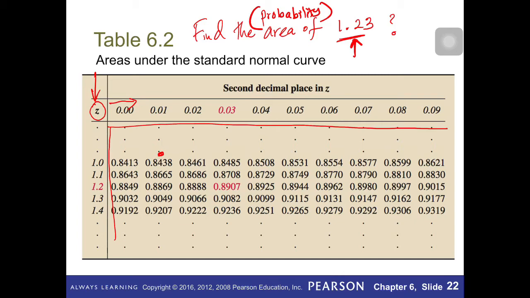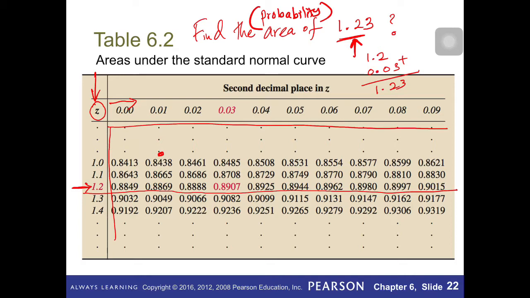So you can see 1.2 is there. Okay, so your row is this row. Now, 1.2 you found, but you need to find 1.23, which means 0.03, right? Correct. So now you have to find out where this 0.03 is.